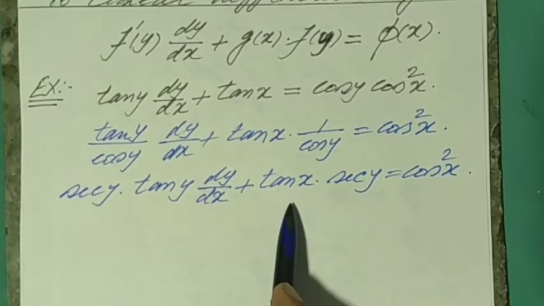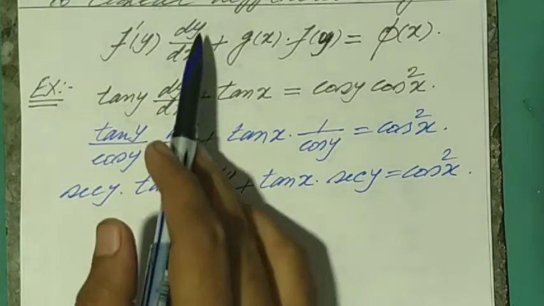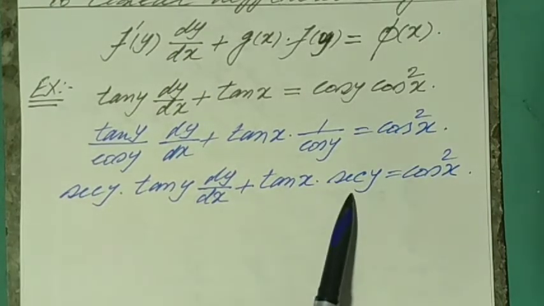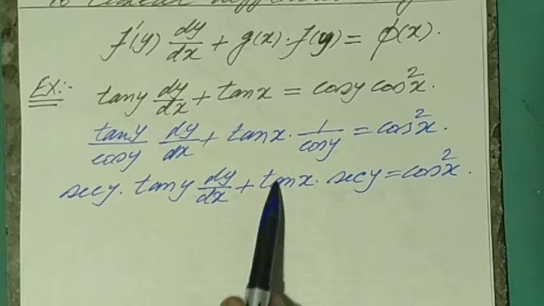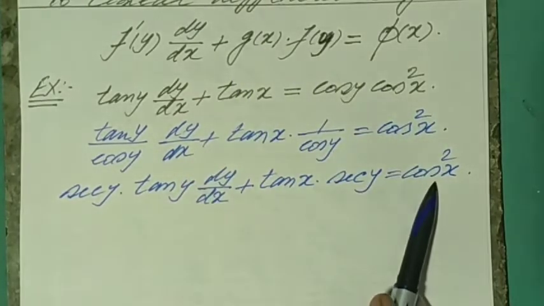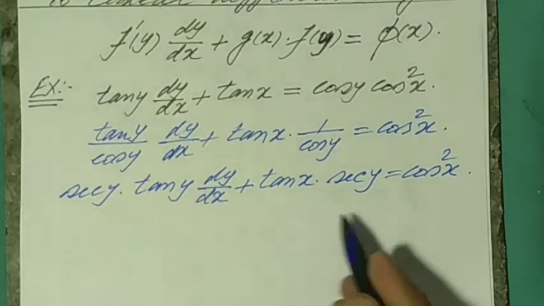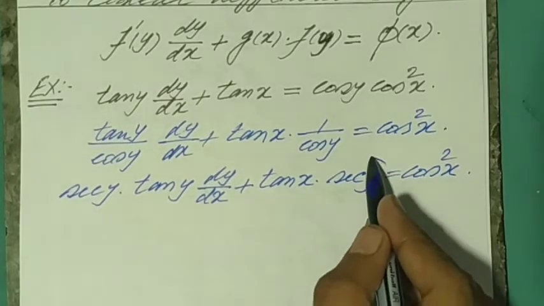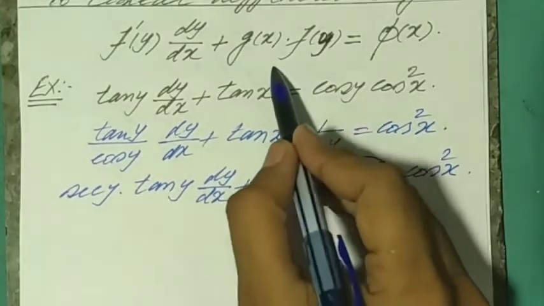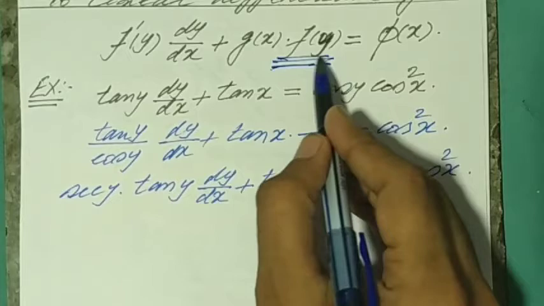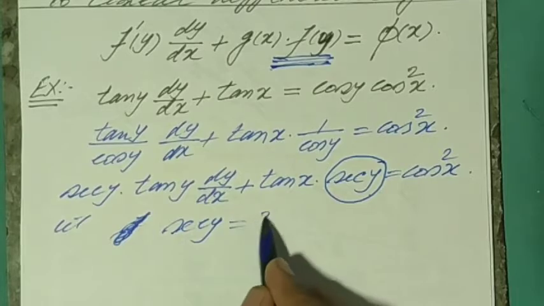Now it has turned out to be the same format. There is a function in the multiple of dy upon dx which is sec y tan y, which is exactly the differential coefficient of sec y, which is a multiple of a function of x like gx into fy, and on the right hand side there is only a function of x like phi x. So what to do in this? In the first step we assume this function of y, that means in standard form we can say fy should be assumed as z. Sec y is equal to z.